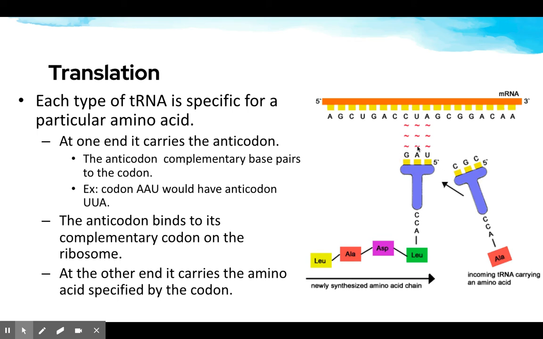Up here at the top, we have what we call the anti-codon. This is the complementary sequence to our mRNA, so this is what's going to bind to that codon on the mRNA. On the other end is where we have our amino acid. Okay, so you can see here we have a leucine that's bonded to this GAU anticodon.